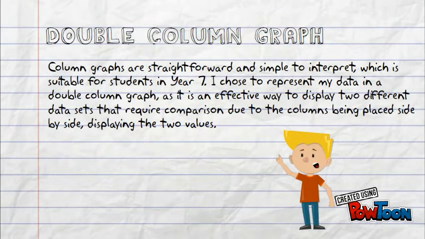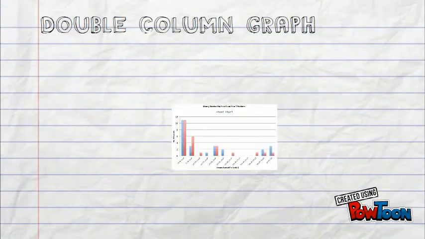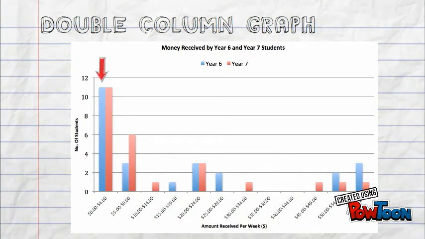Using Excel, I was able to create a double column graph. Double column graphs are straightforward and simple to interpret, which is suitable for students in Year 7. I chose to represent my data in a double column graph as it is an effective way to display two different data sets that require comparison, due to the columns being placed side by side displaying the two values. The blue column represents the number of students in Year 6. The red column represents the number of students in Year 7, while the x-axis represents the amount of money received per week by each student.